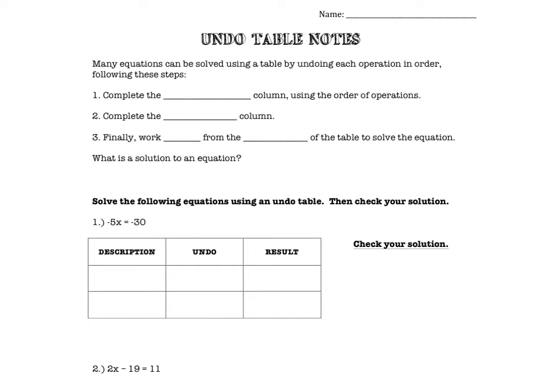All right, guys, today we are going to take a look at undo tables. These undo tables are a tool that we're going to use to help us solve equations. Now, they're sort of like number lines when we were adding and subtracting integers, in that they're a great tool to help us visualize what's happening, but we're not going to use them every time forever and always when we solve equations.